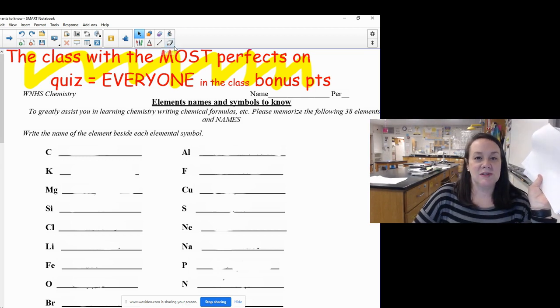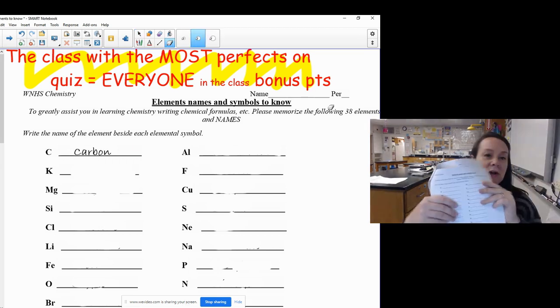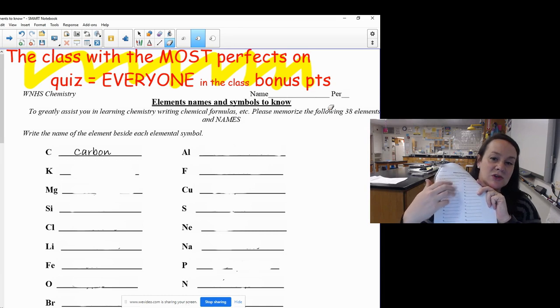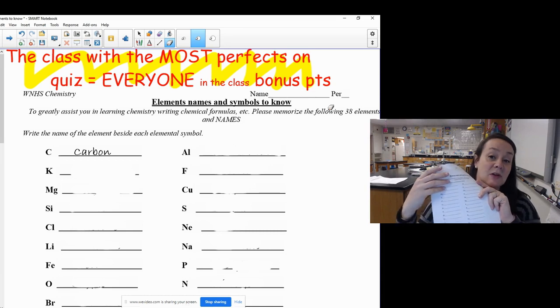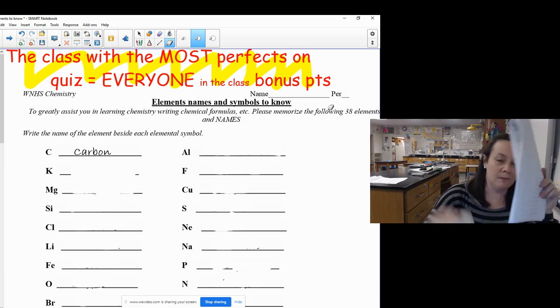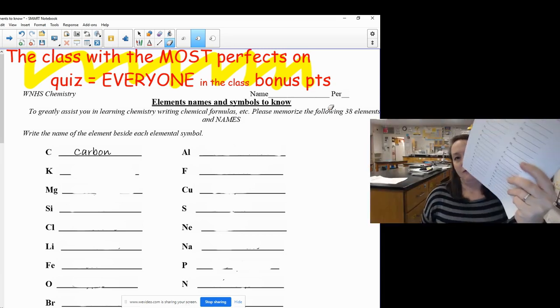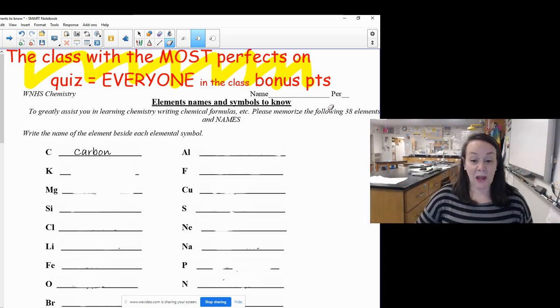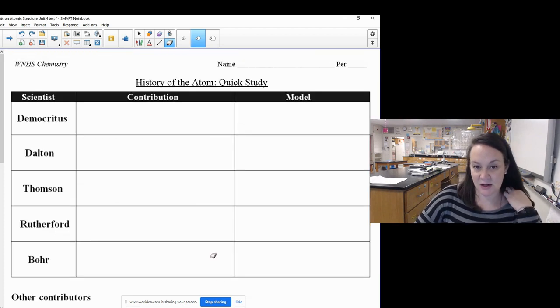Okay, so what I want you to do is sit down with your periodic table, and I would like for you to fill in and make sure you know the name for each of these elemental symbols. So with your periodic table, fill this in and pause it.